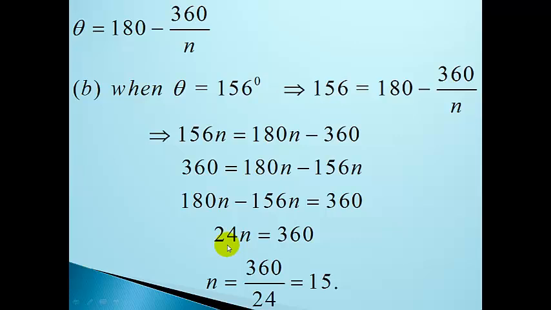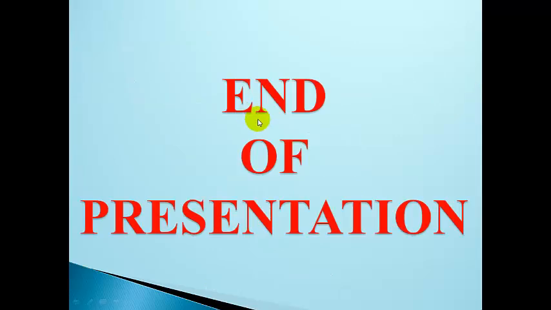Now we are dividing both sides by 24 so that we can make n the subject. Dividing the left by 24, we are left with n. Dividing the right by 24, we are left with 360 by 24, and the answer is 15. That means that the number of sides is 15 when the angle is equal to 156 degrees. This is the end of our presentation on variation.